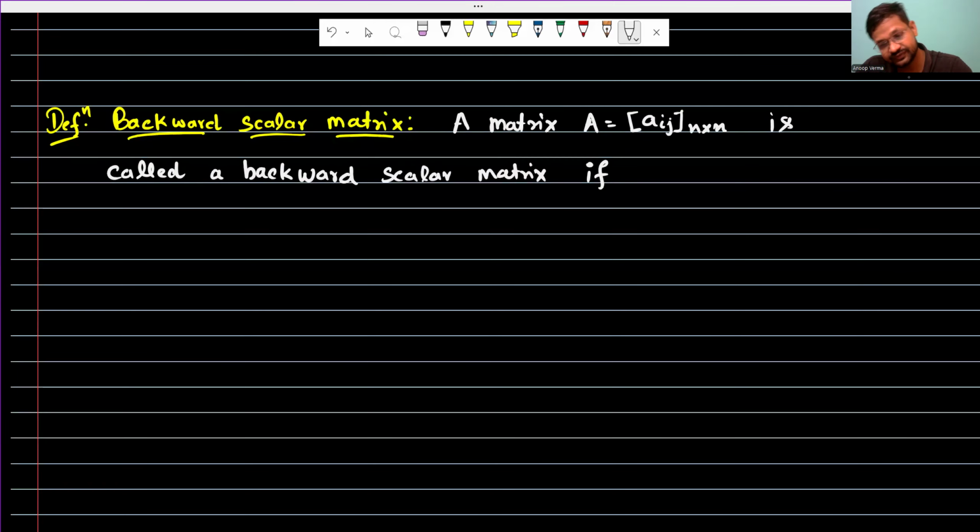Matrix, if this is aij, is just equal to k, if i plus j is just equal to n plus 1. If i plus j is equal to n plus 1, then that element is from the backward diagonal. So every backward diagonal element is k, and otherwise all are zero, if i plus j is not equal to n plus 1.